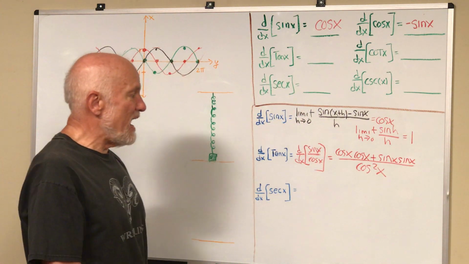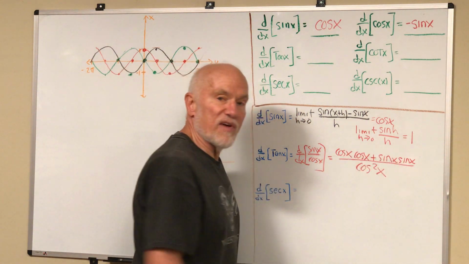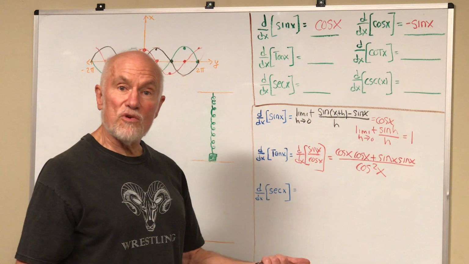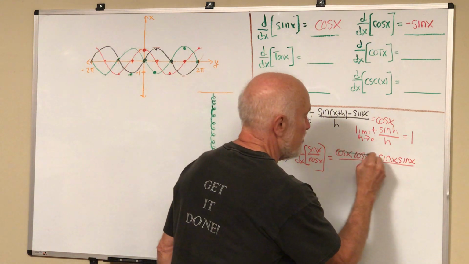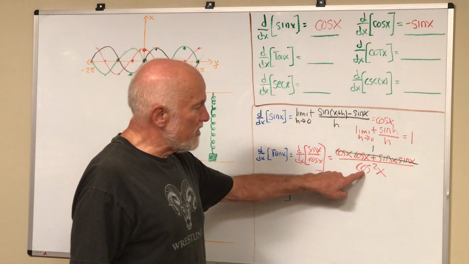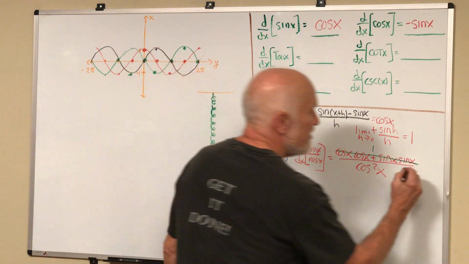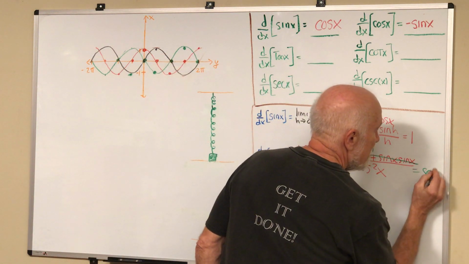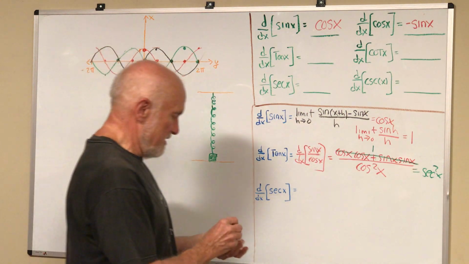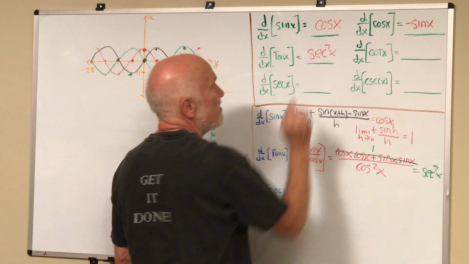Well, it's looking kind of complicated, except what do we have? Cosine squared of x plus sine squared of x. That's the Pythagorean identity. Cosine squared plus sine squared is 1. So I can cross all that out and just put a 1. And the reciprocal function of the cosine is the secant. So 1 over the cosine squared is the secant squared of x. And now we've got the derivative of the tangent. It turns out to be secant squared of x.